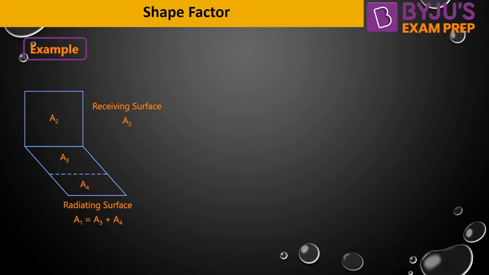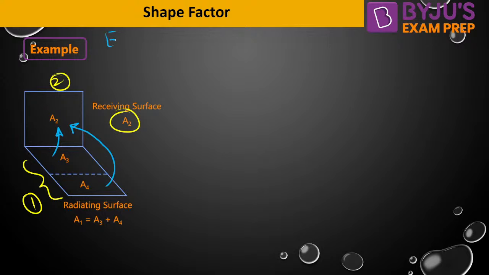There is a question, and a figure is given. 2 is the receiving surface, with area A2, and the radiating surface is 3 plus 4, that is A1. This is the radiating surface 1 and this is the receiving surface 2. Now, if we talk about energy conservation, the radiation leaving surface 3 and reaching 2, plus the radiation leaving surface 4 and reaching 2, is nothing but the radiation leaving from 1 to 2, isn't it?